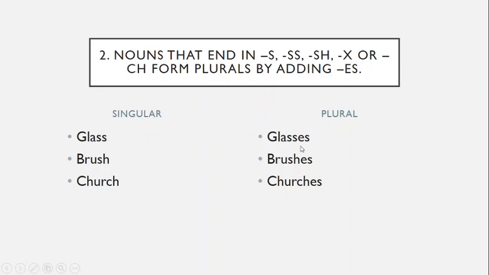Glass, glasses, you added the es. Brush, brushes, you added the es. Church, churches, you added the es and it became from singular to plural.